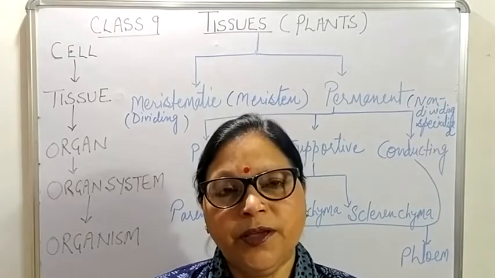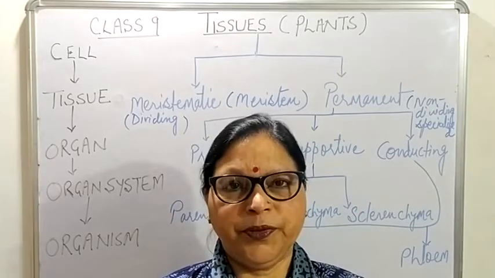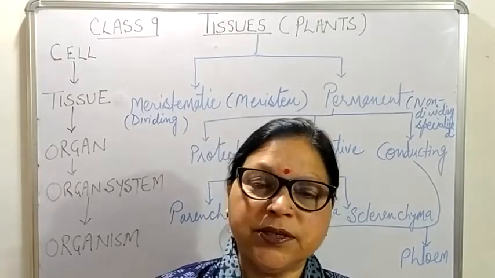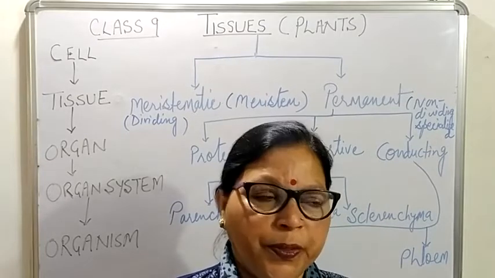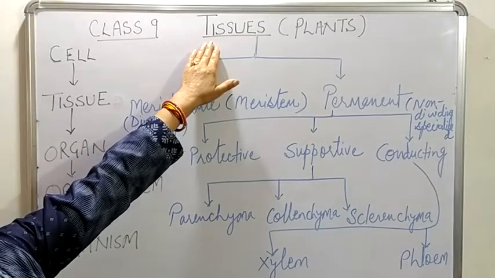Today I am explaining the chapter Tissues for class 9. Tissues: plant and animal tissues. So let's start with the word tissues.